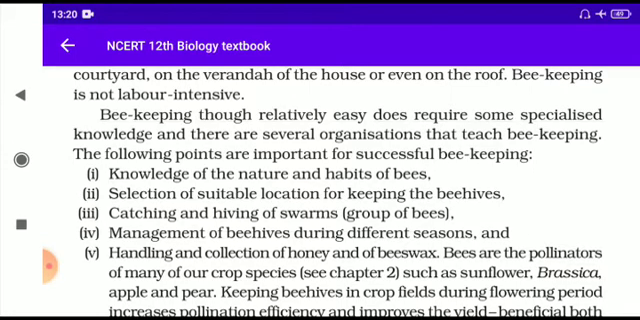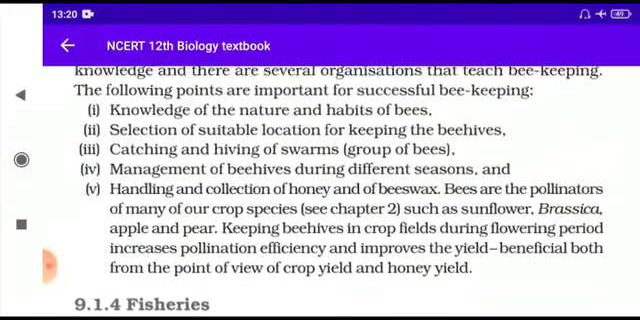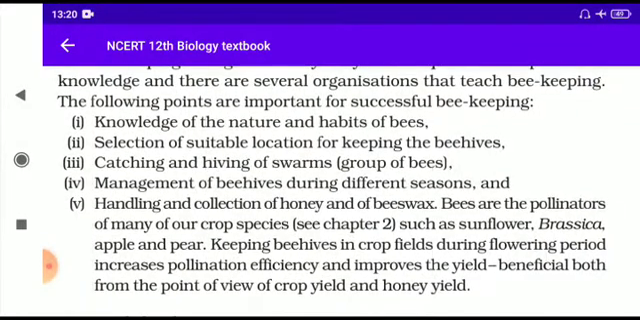The following points are important for successful beekeeping. The first one is knowledge of the nature and the habits of bees. That means we have to know about our surroundings, natural conditions, and about the bees' characteristics. The second point is selection of a suitable location for keeping the beehives. The third point is catching and hiving of swarms. That means we should catch a group of bees and maintain them inside the beehive.